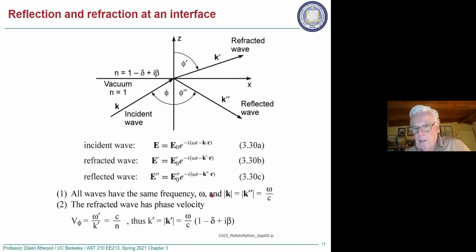All waves have the same frequency, and these two are propagating in vacuum. So the magnitude of K and K double prime has to be the same, which is omega over C. That's just an observation because they both have the same refractive index. This one doesn't have the same refractive index, so its magnitude could be different than the other two, okay?